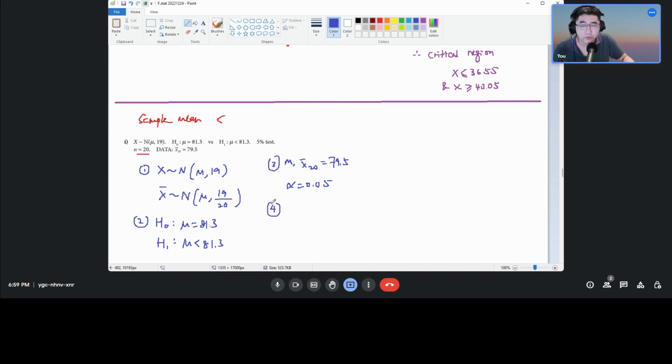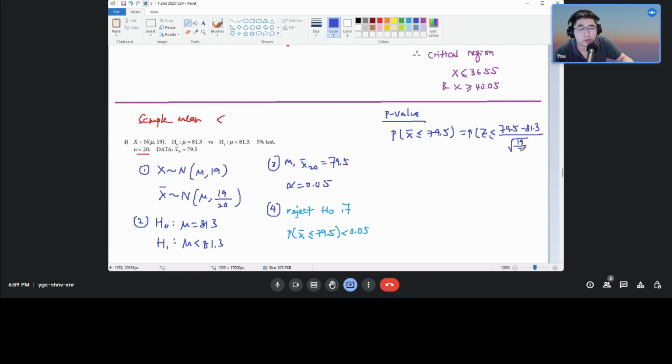Step 4, I write out the reject condition first. Reject H null if P of bar x lesser than or equal to 79.5 is lesser than 0.05. Then comes the p-value method. P of bar x lesser than or equal to 79.5 equals P of z lesser than or equal to 79.5 minus 81.3 over square root of 19 over 20.